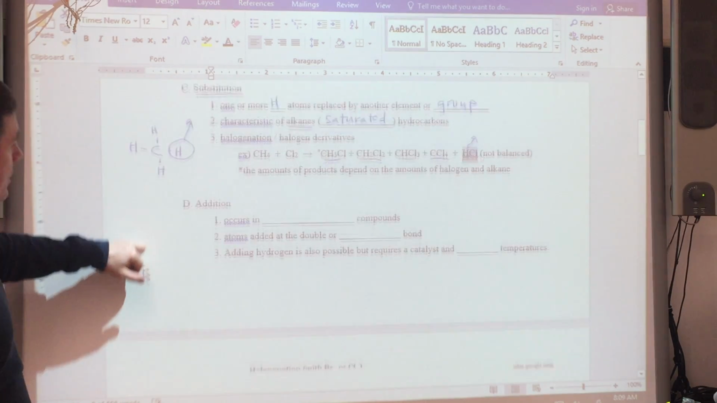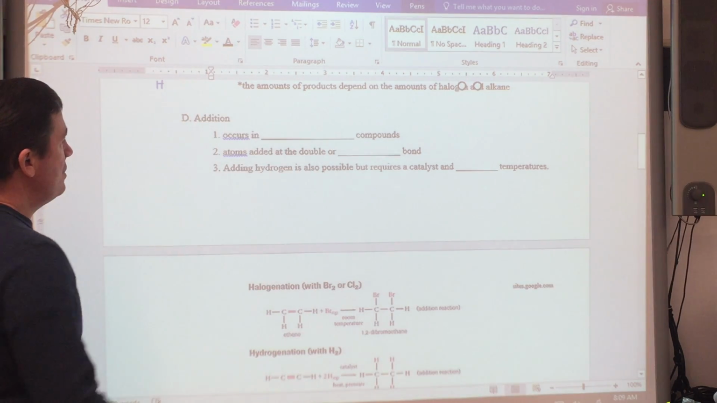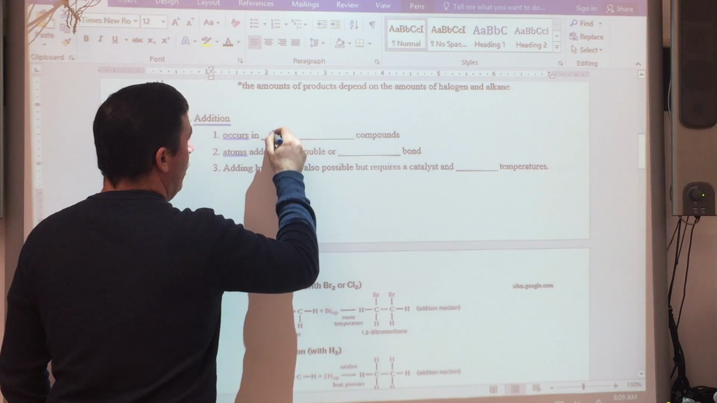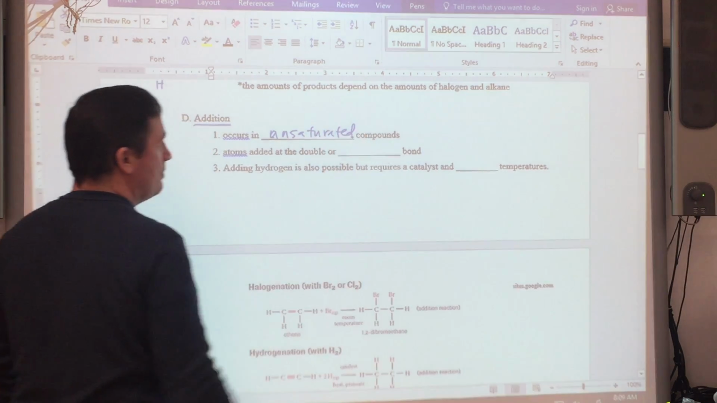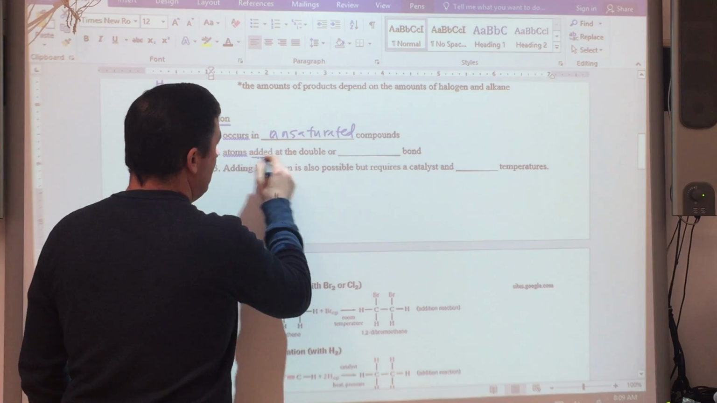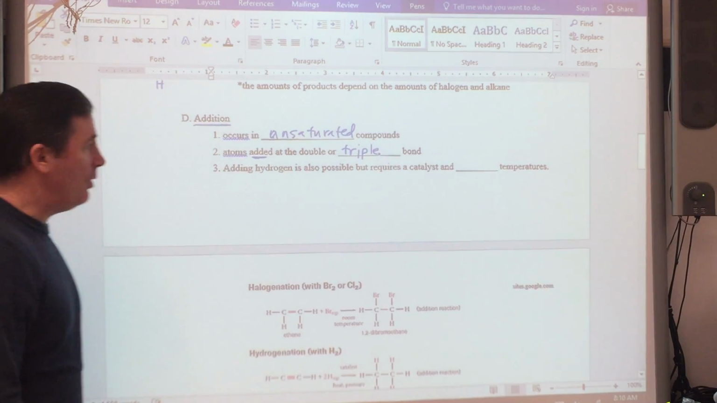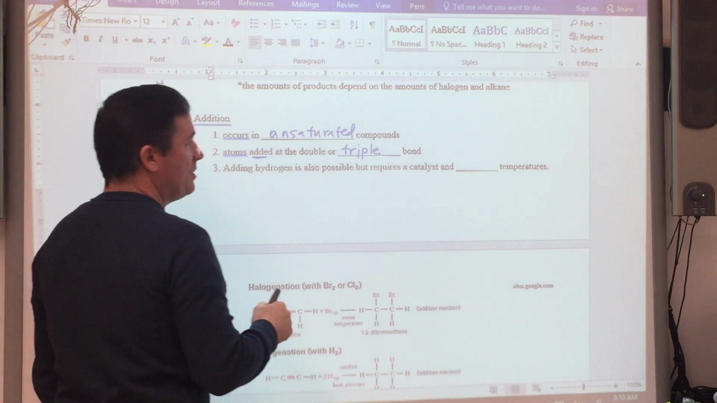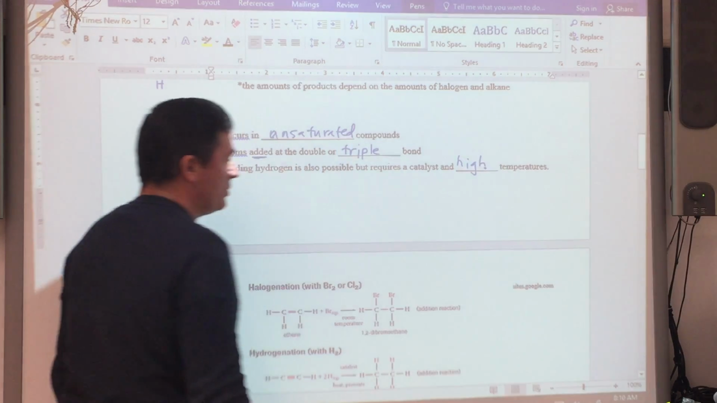Third type here is an addition reaction. And as it's implying here, the addition occurs in unsaturated compounds. So atoms are added at the double or the triple bond. Why? Because there's room for it. And we'll see that down here. Adding hydrogen is also possible, but requires a catalyst and some pretty high temperatures.